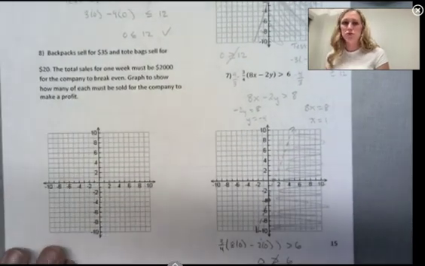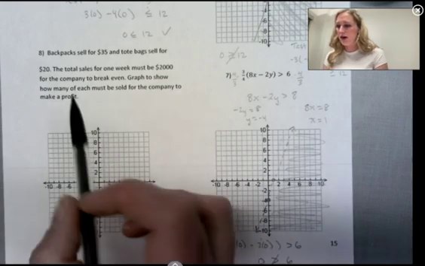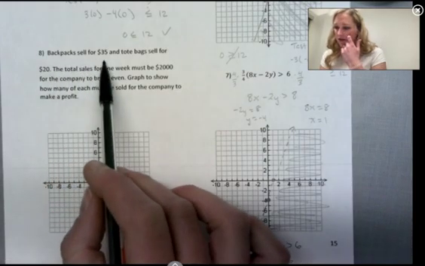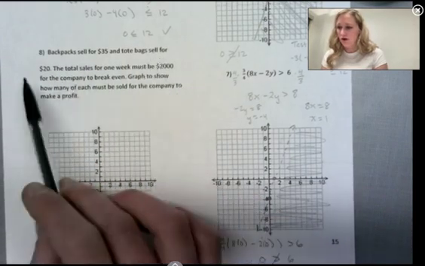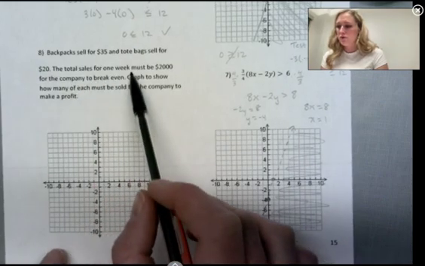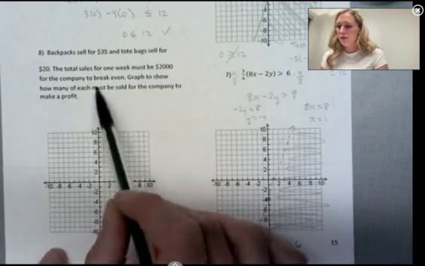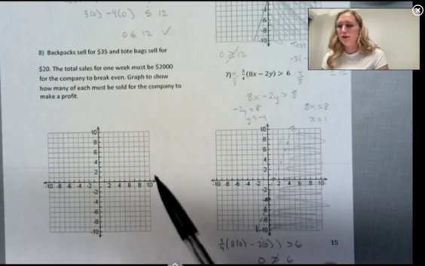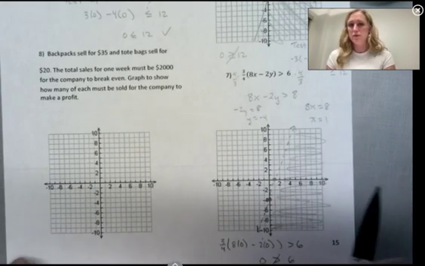Okay, this one we need to write an inequality first before we can graph. So backpacks sell for $35 and tote bags sell for $20. Total sales for 1 week must be $2,000 for the company to break even. Graph to show how much of each must be sold for the company to make a profit.